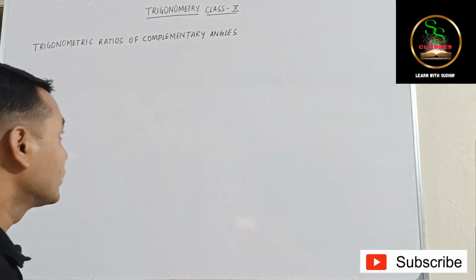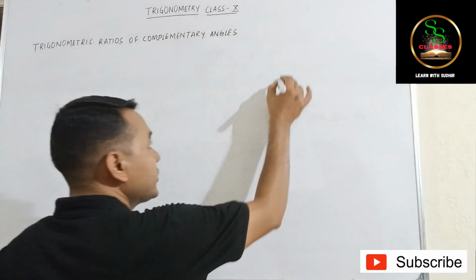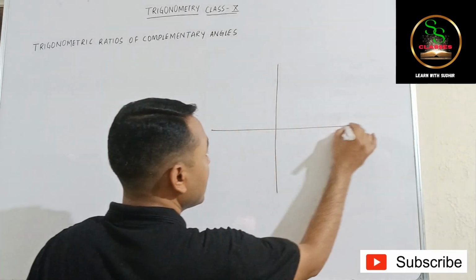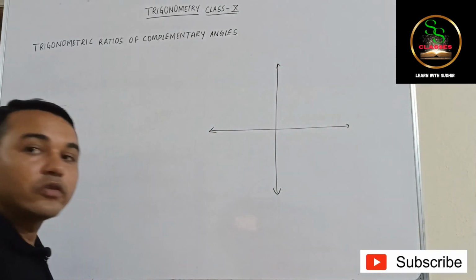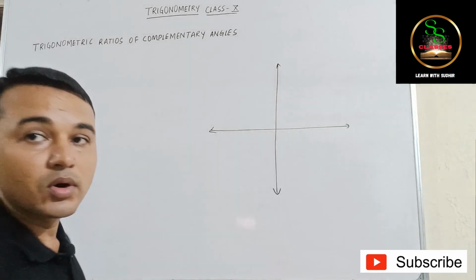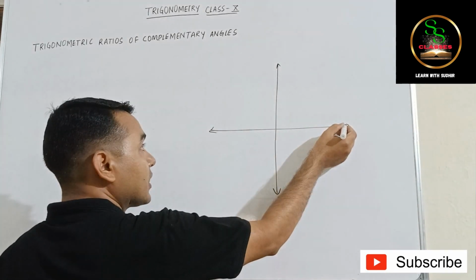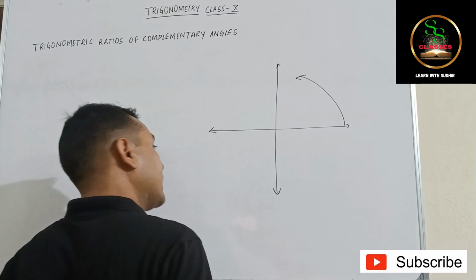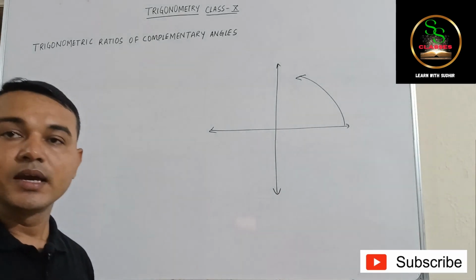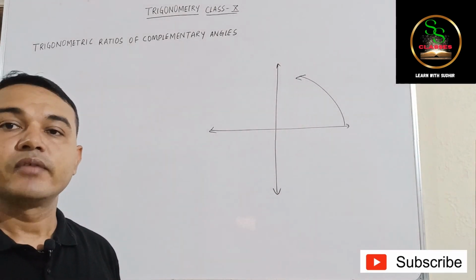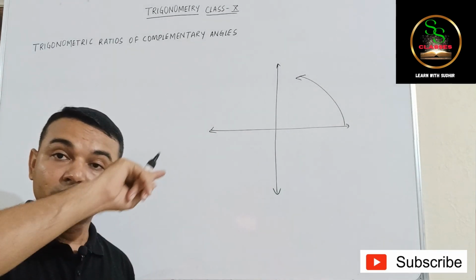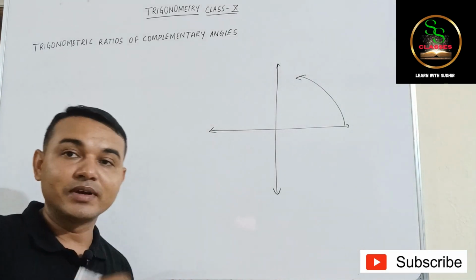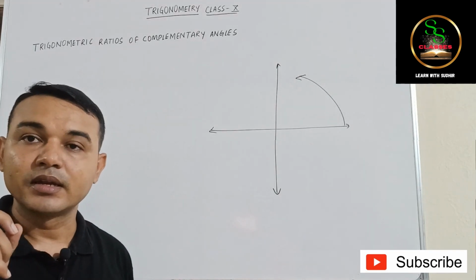Okay. So one more thing is left. I am going to tell you. We are always measuring the angle in the anti-clockwise direction. Why? In the anti-clockwise direction, we are getting a positive angle. If we measure the angle in the clockwise direction, it will be negative.